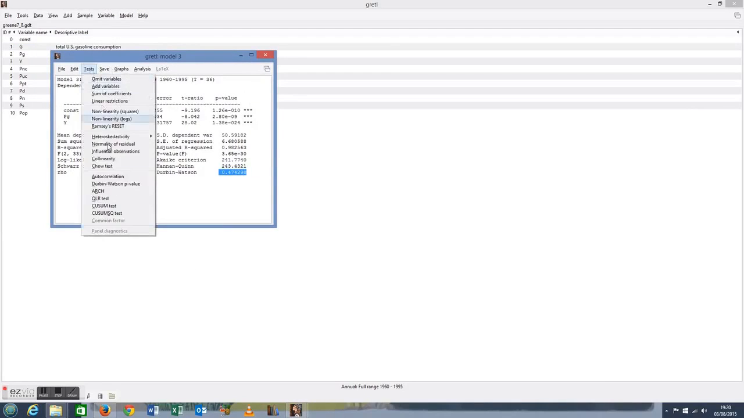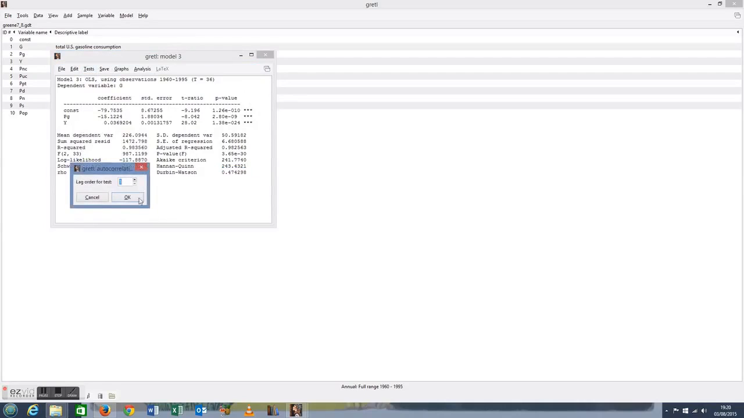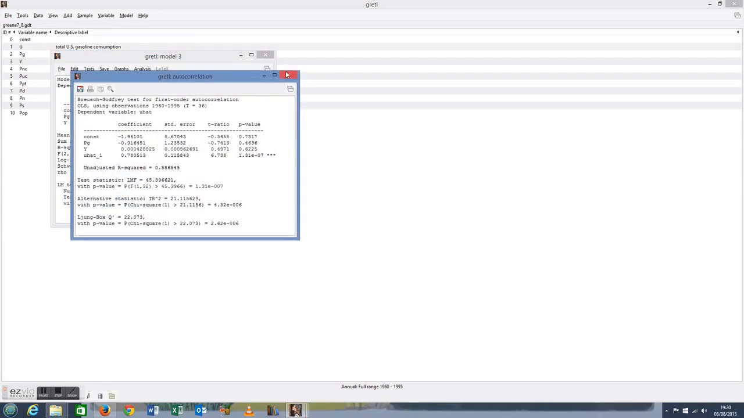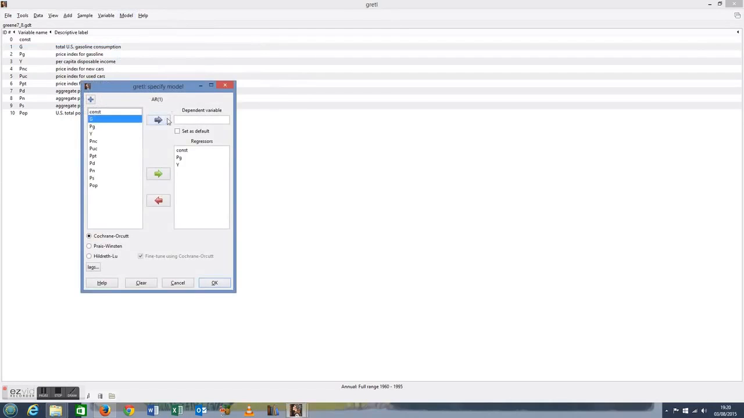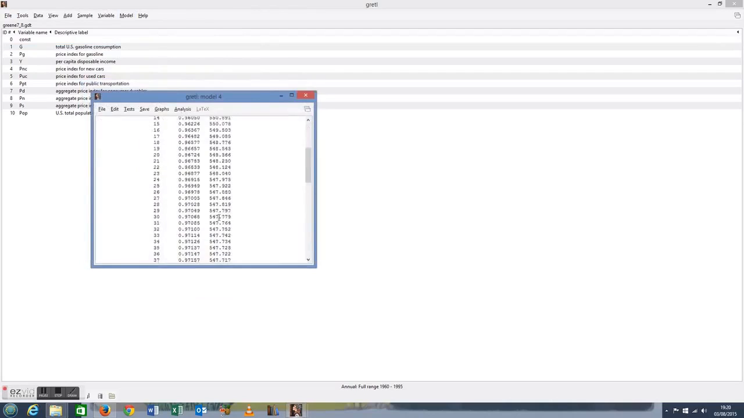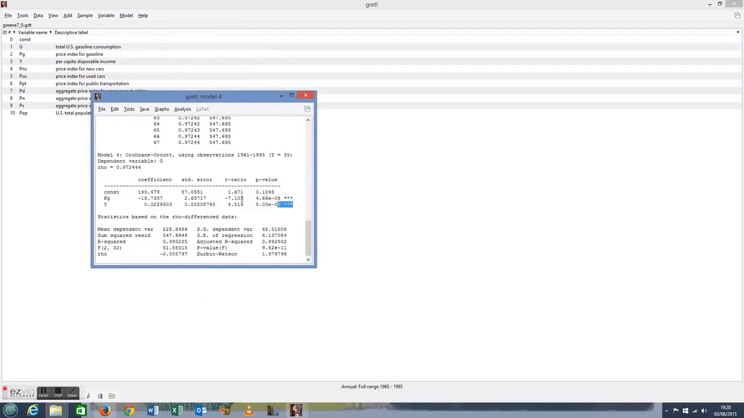Still got an autocorrelation problem again. Again, let's do a quick double check. Yep, that confirms it. So, last but not least, let's do our autocorrelation correction. And that's our simple linear model for the demand for petrol. Good Durbin Watson, great R squared.